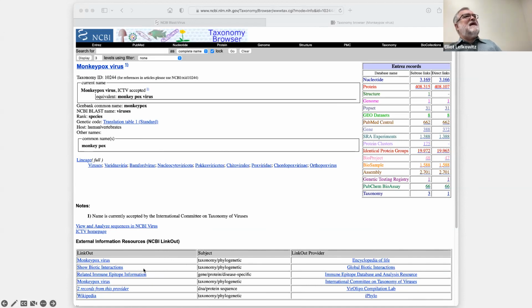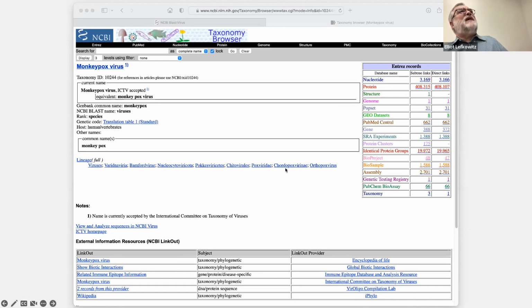And all of these links give us access to different types of information, but a lot of these are taxonomic information. So we see here we can get taxonomic information from this Encyclopedia of Life. We can get it from the GBIF, which is another database of taxonomic information. We can also get it from Wikipedia.